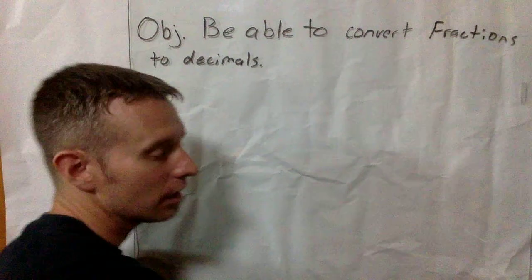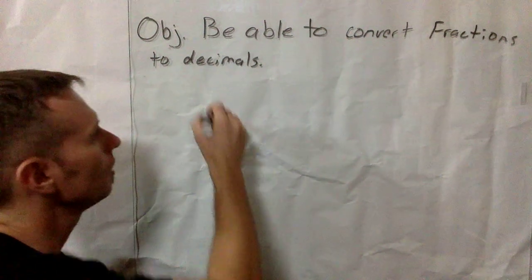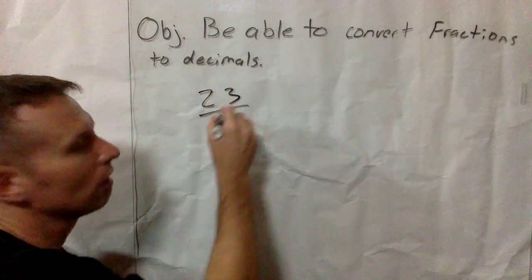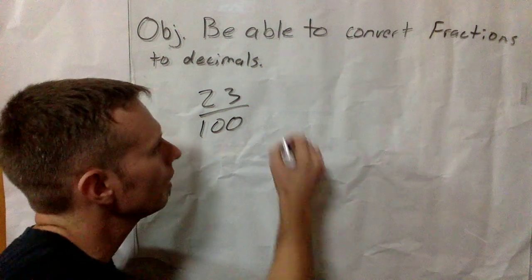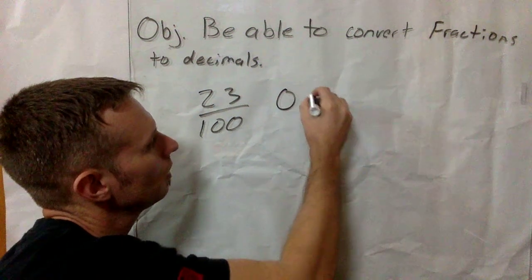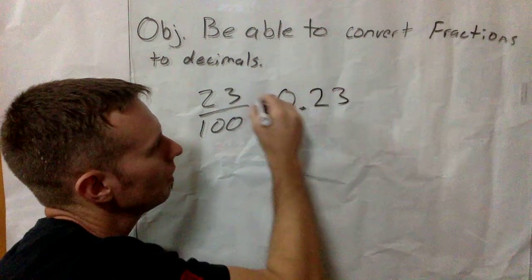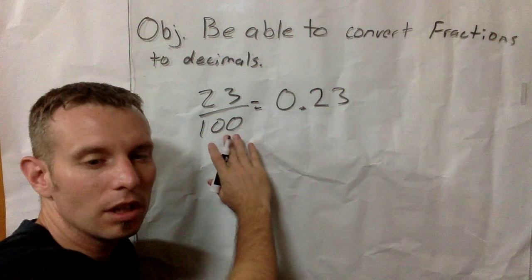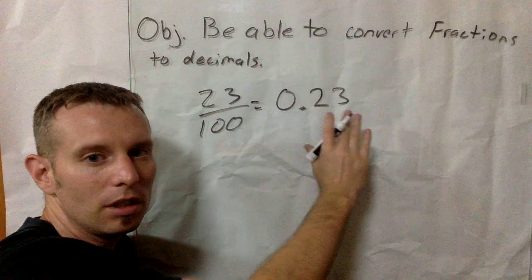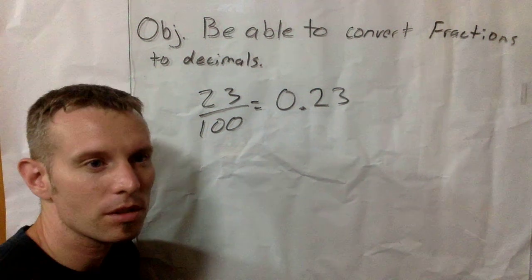If we have the decimal, say for example 23/100, well, I know that I can just simply put a 0.23 into the hundredths. This is 23 hundredths. This is 23 hundredths. It's going to the hundredths place.